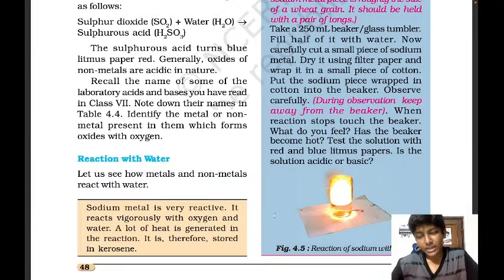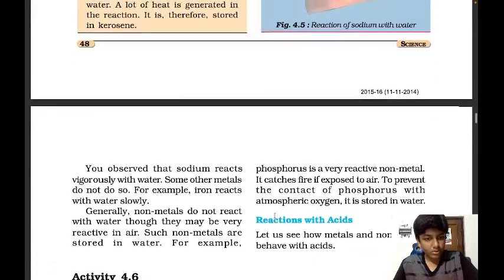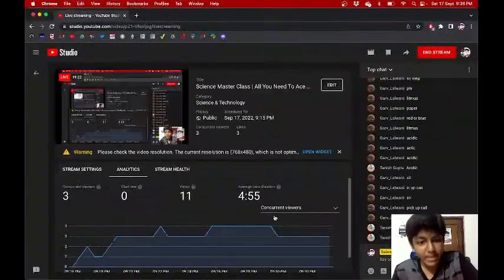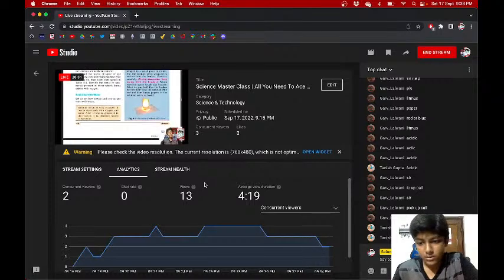So what do you feel? Has the beaker become hot? Test the solution with red and blue litmus paper. Is the solution acidic or basic? Okay, so can anybody tell me, is it acidic or basic? Somebody?